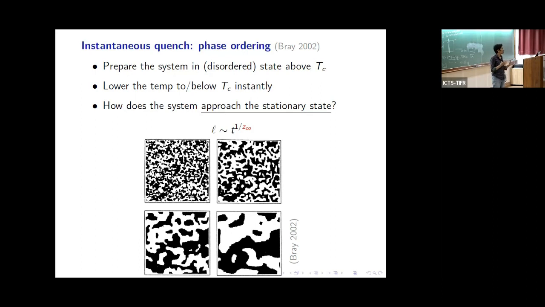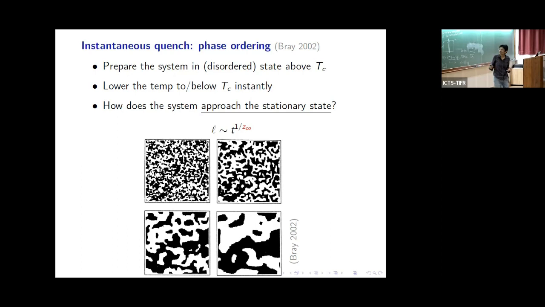Now imagine that we prepare the system in a disordered phase, and then lower the temperature instantly to either the critical point or below the critical point. That's the instantaneous quench. As soon as I do this, the system is no longer in equilibrium, or more generally, not in the stationary state. The question is, how does the system approach the stationary state?